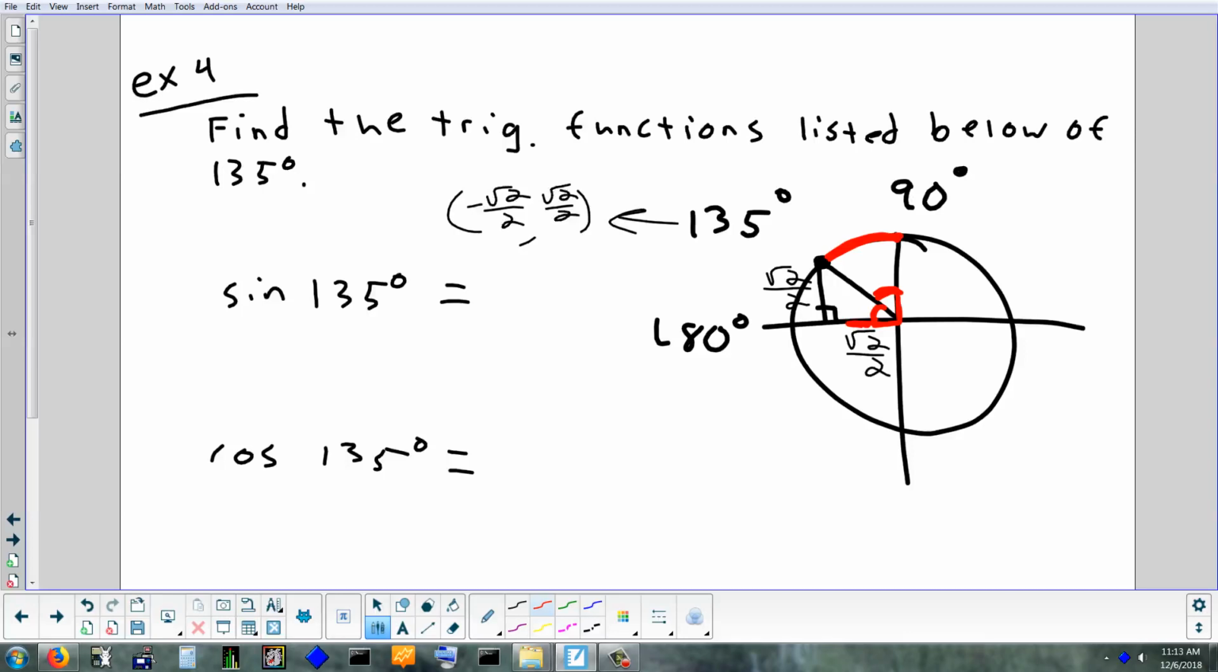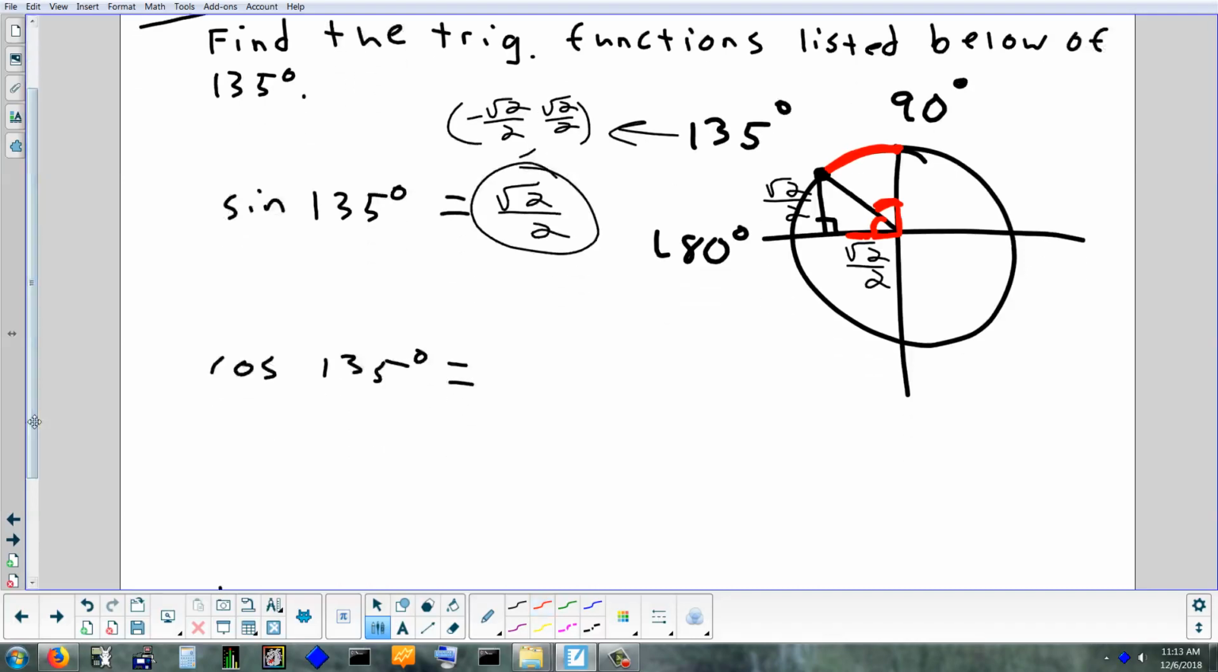Okay, let's now go through our trig functions. How about, Morgan, what's my sine? Negative, yeah, square root of 2 over 2. One more time? Square root of 2 over 2. Yes, so it's just square root of 2 over 2. Sam, how about my cosine? That would be square root of 2 over 2 also. So the same thing? Yeah.